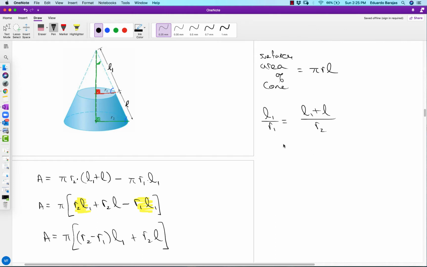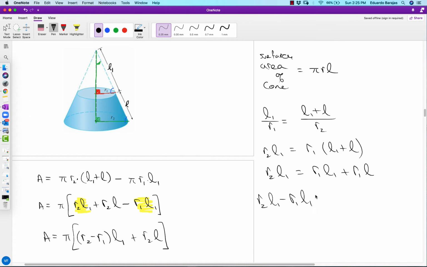Good. Now we cross multiply and we end up with R sub 2 L1 equals R1 L1 plus L. Now distribute, we get R sub 2 L1 equals R sub 1 L1 plus R sub 1 L. Bringing this term over to the left, we get R sub 2 L1 minus R sub 1 L1 equals R sub 1 L. And now we can factor out an L sub 1, and we end up getting R sub 2 minus R sub 1 times L sub 1 equals R sub 1 L.